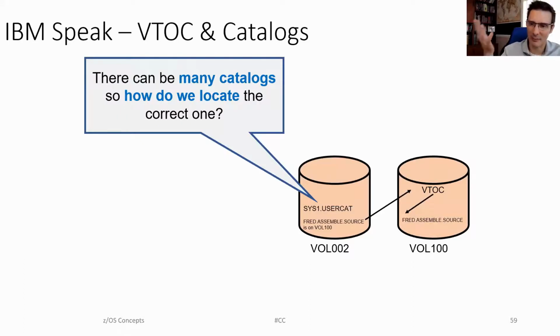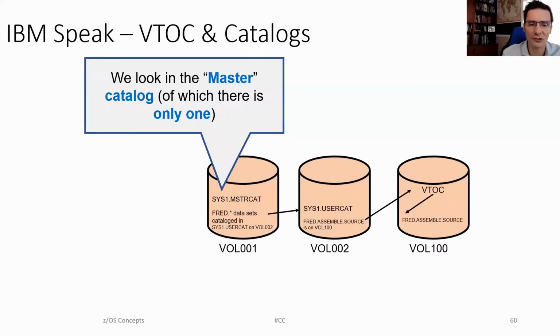But the problem is there could be lots of catalogs on your system. So how do we locate the correct one? There's the concept of a master catalog, of which there's only one. The master catalog will have a definition that says anything with a prefix of fred.wildcard, anything that has Fred as the first qualifier of that dataset name, go to this user catalog. This user catalog will delineate all those datasets and point to exactly where they are.